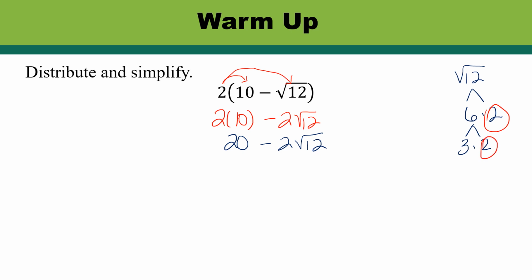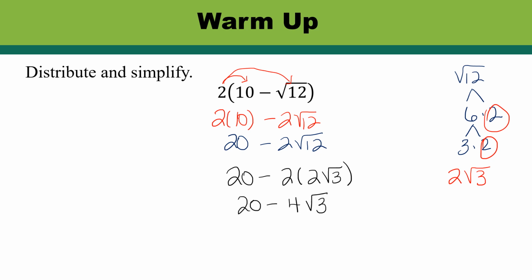So our answer would be 2, and the square root of 3 will stay, well, the 3 will stay under the radical sign. So this final answer would be 20 minus 2 times 2 times the square root of 3, which is 20 minus 4 times the square root of 3.